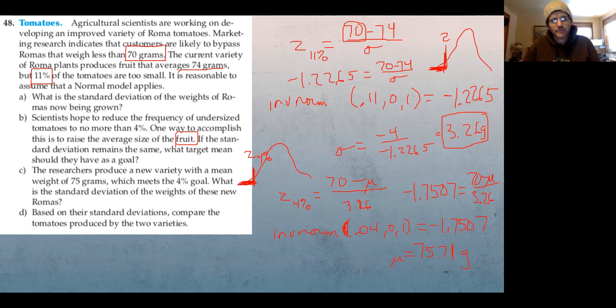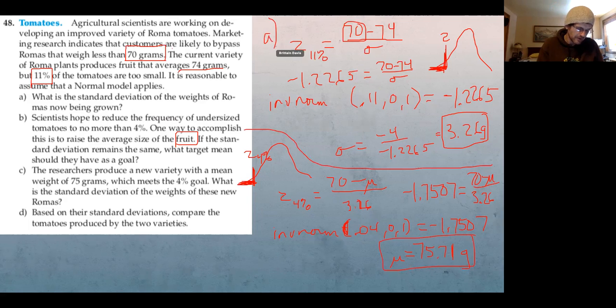Okay. And the last thing right here for C. I'll put some separators here. This is part A. This is part B. So now let me separate this off. I'm going to do part C down here. Researchers produced a new variety with a mean weight of 75. Hey, that's good, which meets the 4% goal. What is the standard deviation of the weights of these new aromas?